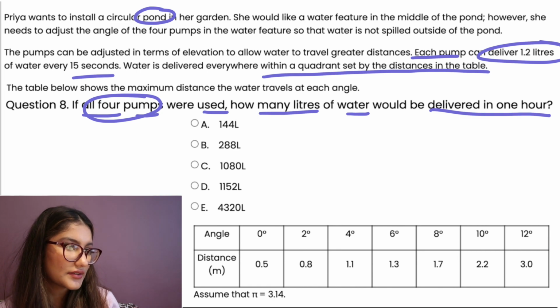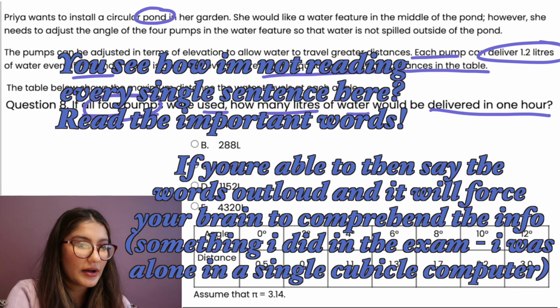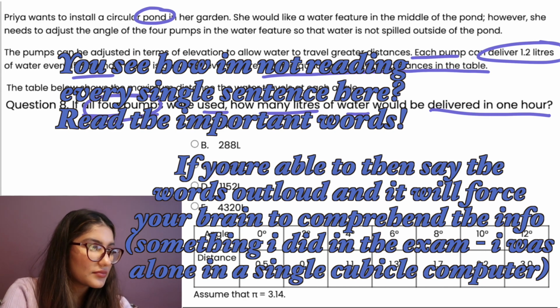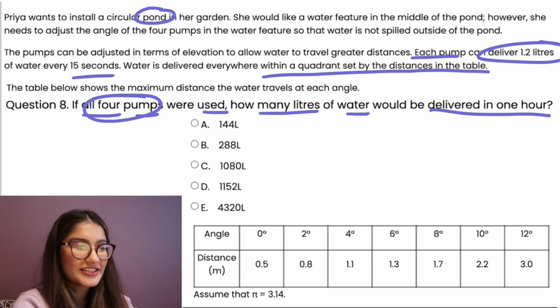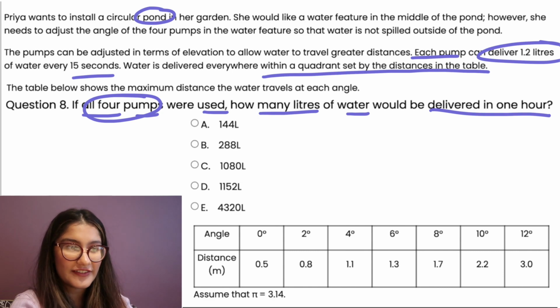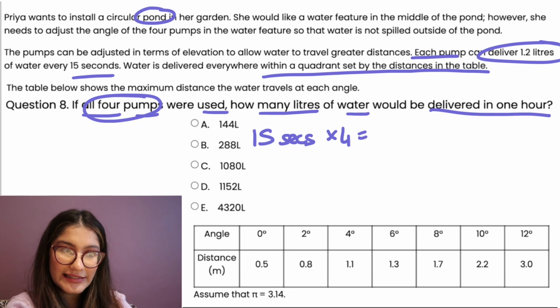Okay, so it looks like it's about some hose, pond, there's 4 pumps, they can be adjusted. Each pump can deliver 1.2 liters of water every 15 seconds. Water is delivered everywhere. Okay, so this is a very simple question. It says that each pump can deliver 1.2 liters every 15 seconds. So if we times that by 4, that is per minute, so that's 4.8 liters per minute.